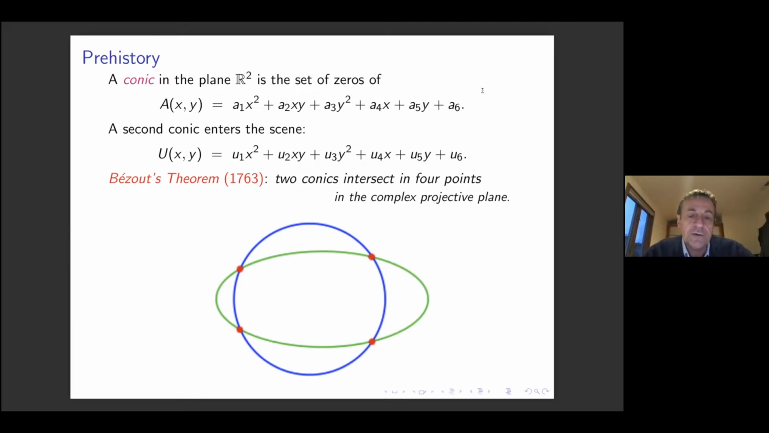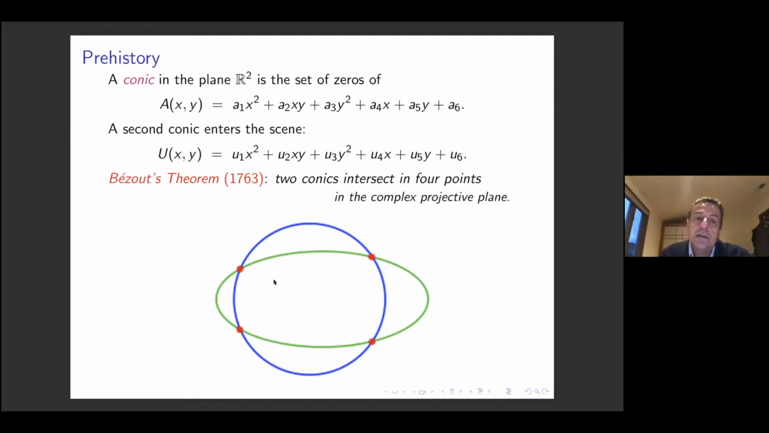So for example, if I slide the green ellipse to the right a little bit, then the two left red points come together. There will be a tangency, a transition point at which the two red points become complex. They're no longer visible in the real plane. And if I move the ellipse all the way to the right, the other two red points come together. And in the end, maybe I'm in a configuration with 4 imaginary intersection points and no real points. So that's Bezout. And what's important here are these transition points, so points of tangency.